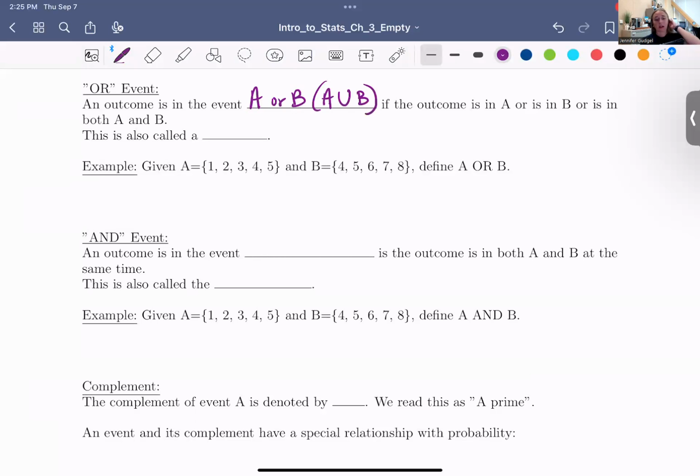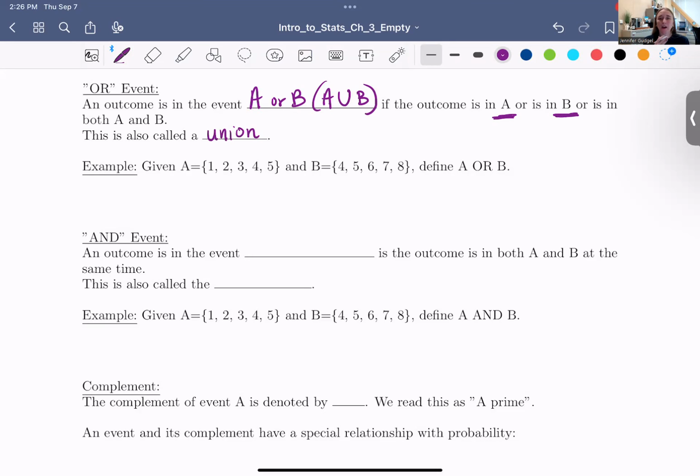And an outcome is in this event, A or B, if it is in either A or B, or it could possibly be in both. Right? Again, this is called a union. So let's just look at a quick example to help you understand.